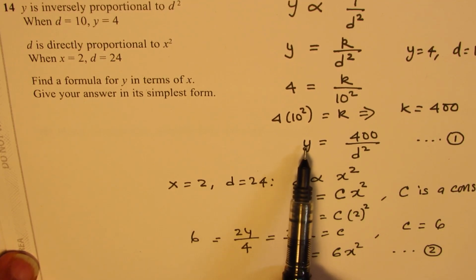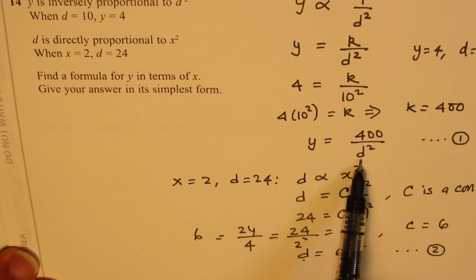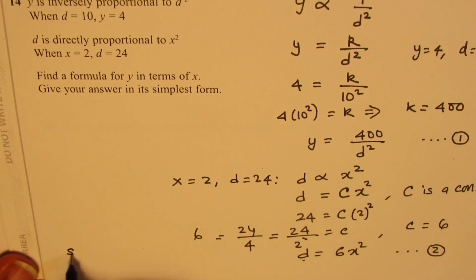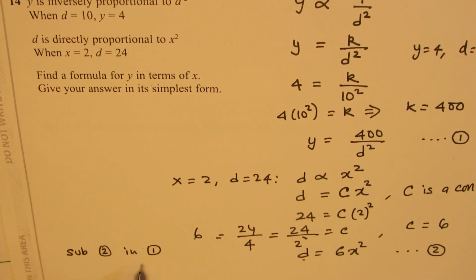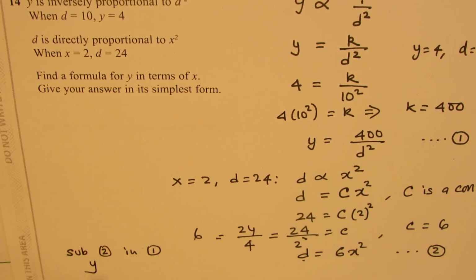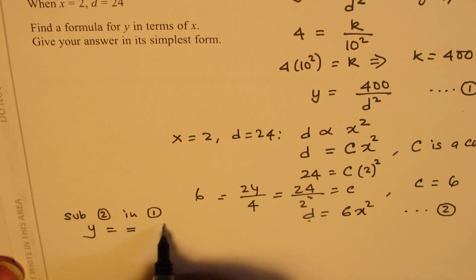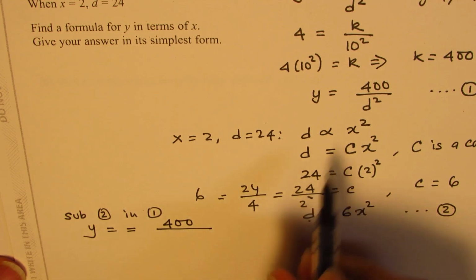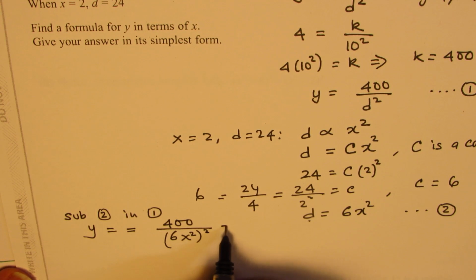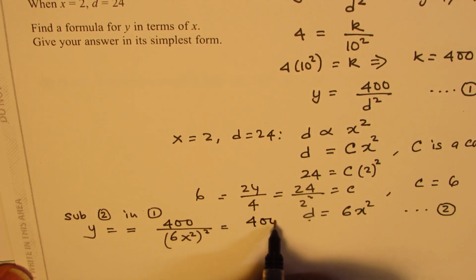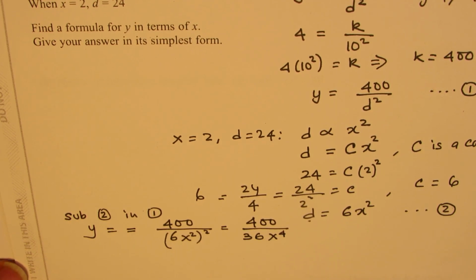We need to relate y and x. So let me substitute d as 6x squared in our first equation. So let's substitute 2 in 1, right? When we do that substitution, we get y equals 400 divided by d squared. So instead of d squared, we are writing (6x squared) whole square, correct? So that gives us 400 over 36x to the power of 4, right?